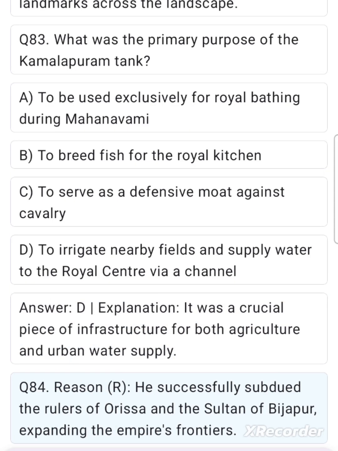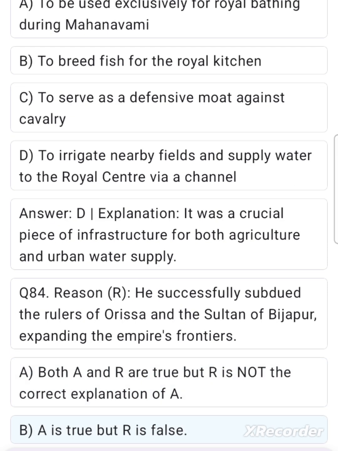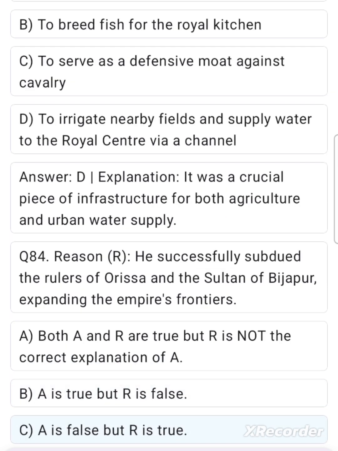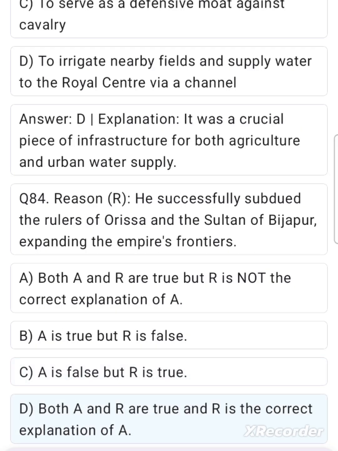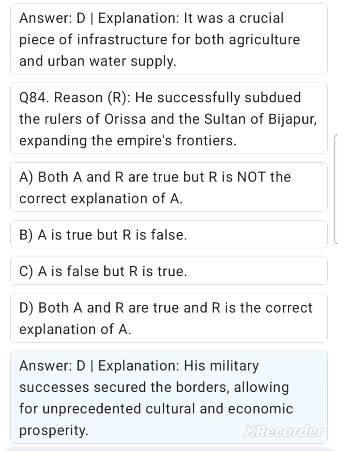Q84. Reason R. He successfully subdued the rulers of Orissa and the Sultan of Bijapur, expanding the empire's frontiers. A. Both A and R are true but R is not the correct explanation of A. B. A is true but R is false. C. A is false but R is true. D. Both A and R are true and R is the correct explanation of A. Answer. D. Explanation. His military successes secured the borders, allowing for unprecedented cultural and economic prosperity.